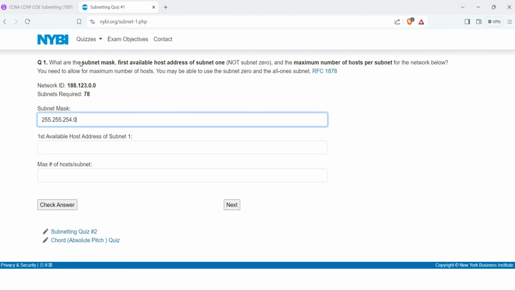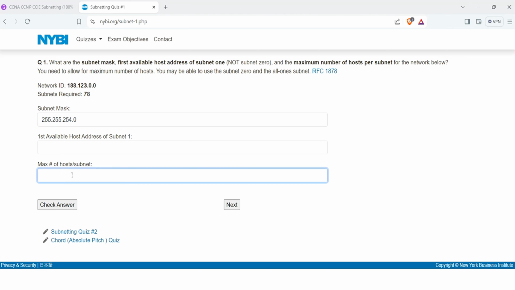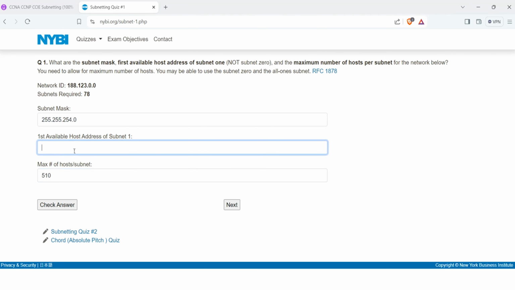Okay, now how many bits did I borrow from the third octet? 7. 1 bit is left plus 8 on the last octet is 9 bits. What's 2 to the 9 minus 2? Well, 2 to the 8 is 256. 2 to the 9 is 512. Minus 2 is 510.